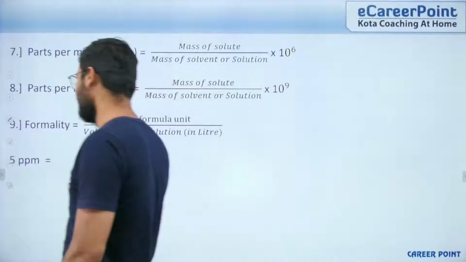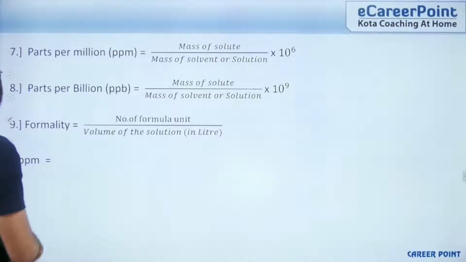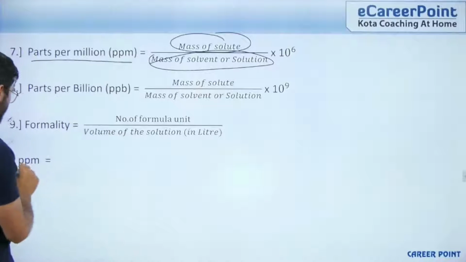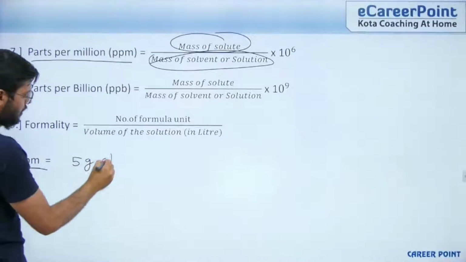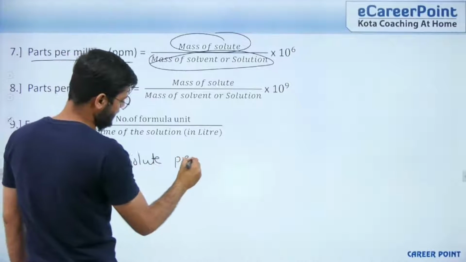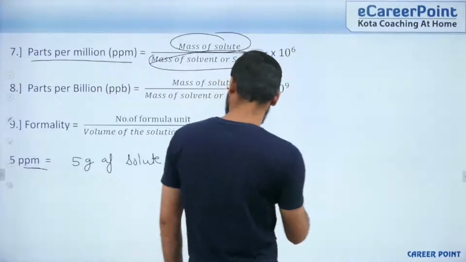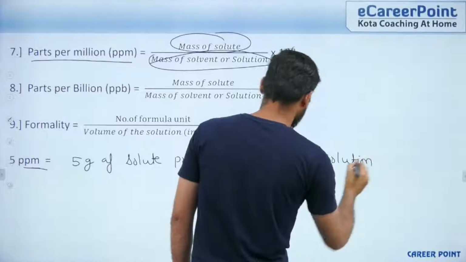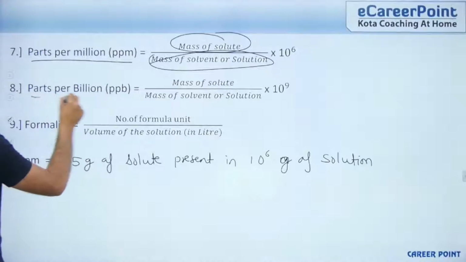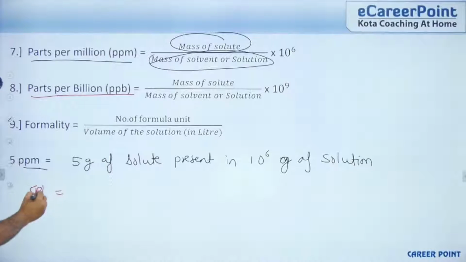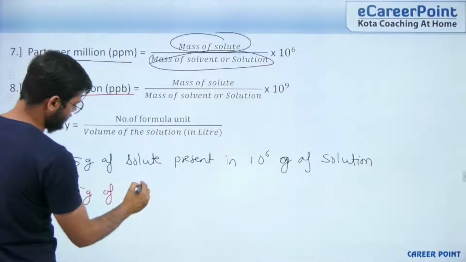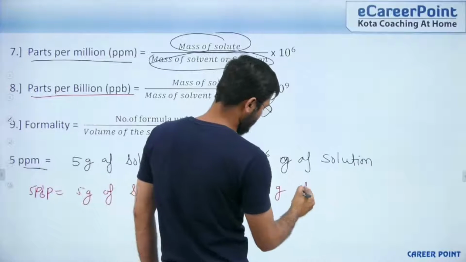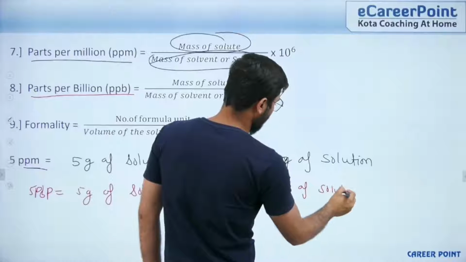Okay, so now another concentration term. The concentration terms are parts per million: mass of solute upon mass of solution into 10 to the power 6. What does it mean? If it is given 5 ppm, it means 5 gram of solute present in 10 to the power 6 gram of solution. Parts per billion, it signifies ppb: 5 gram of solute present in 10 to the power 9 gram of solution, and you can try the numerical on that basis.